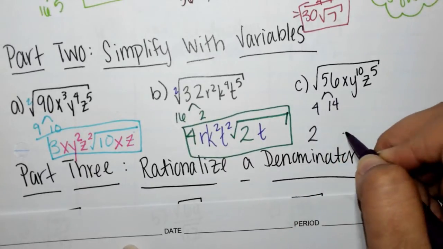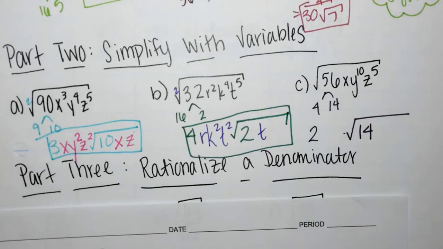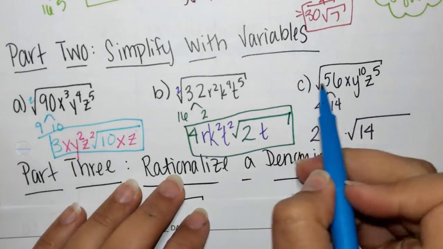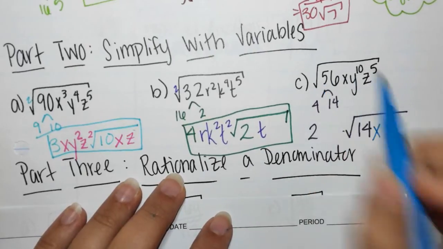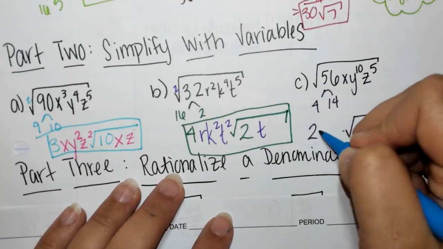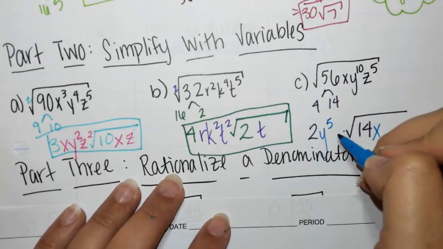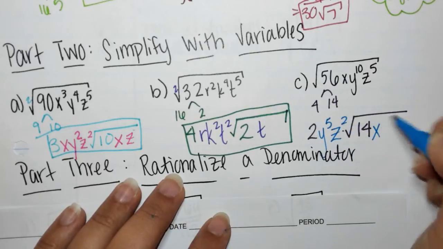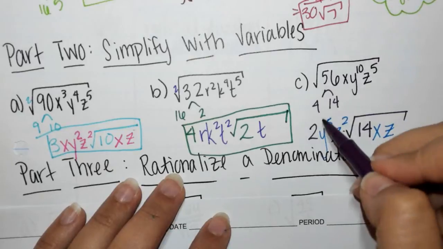What stays in the house? 14. All right, now, does 2 go into 1? So X stays in the house. Does 2 go into 10? 5 times, so Y to the 5th. Do we have any left over? No. And then Z's, 2 goes into 5? Twice, with one left over. Boom.